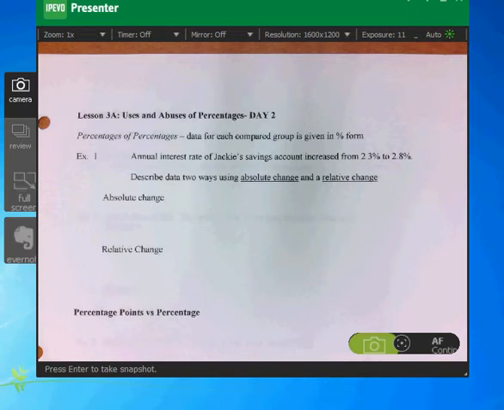Okay, so here we go with lesson 3A. This is day 2, looking at the second part of lesson 3A, chapter 3.